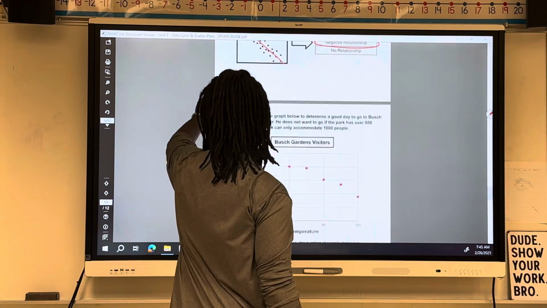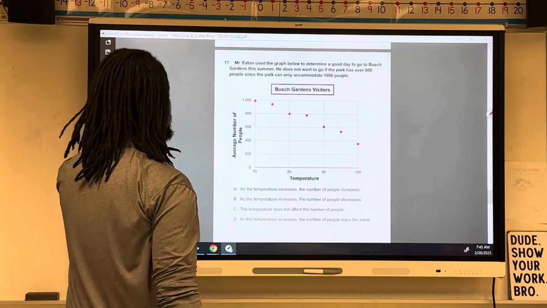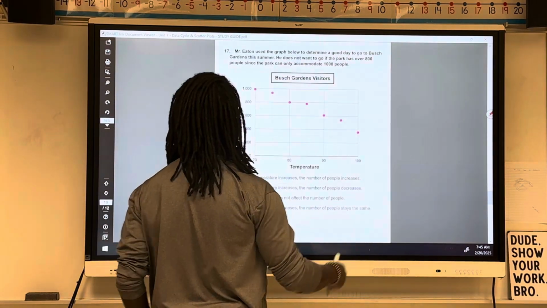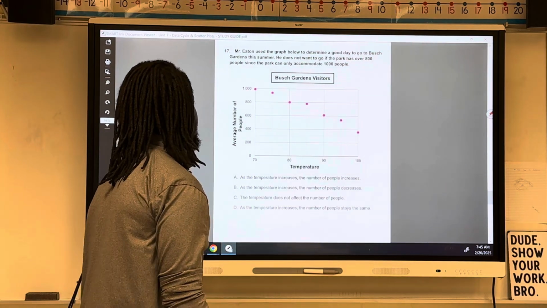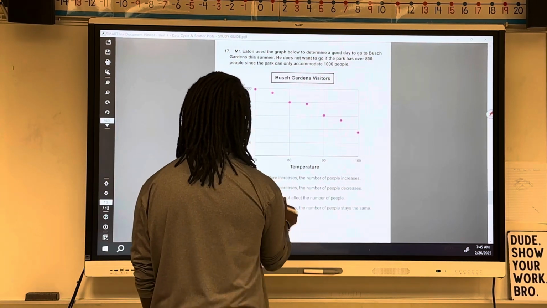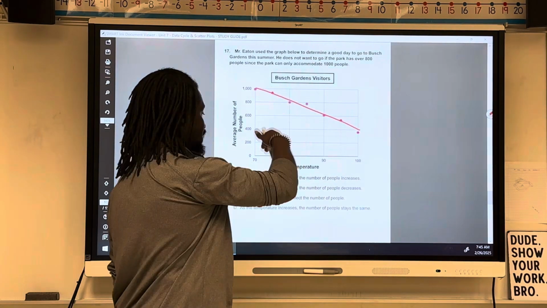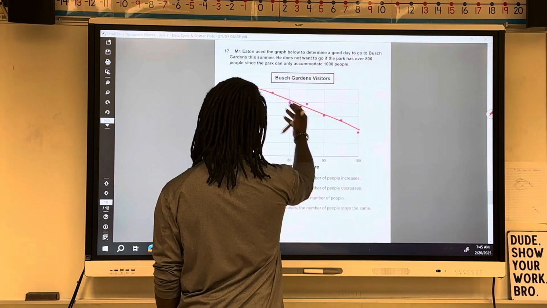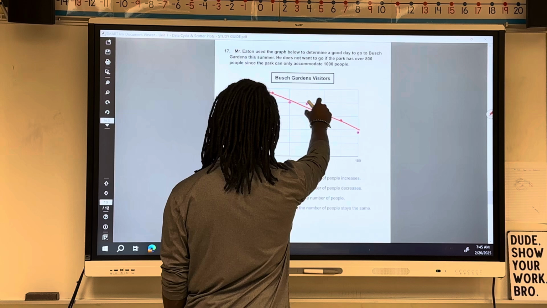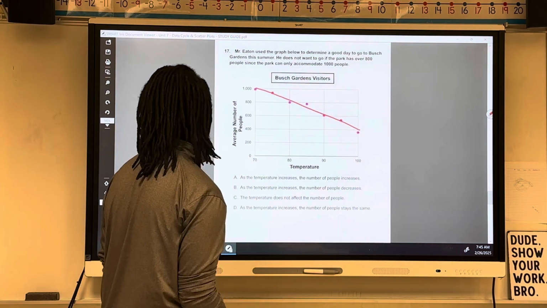Mr. Eaton, use the graph to determine a good day to go to Busch Gardens in the summer. He does not want to go to the park if it has over 100 people there, since it can only accommodate 1,000 people, right? So we got to find the relationship. So we know this one is also a negative because it is going down from left to right. So as the temperature is increasing, the number of people is decreasing. As the temperature increases, the number of people is decreasing.